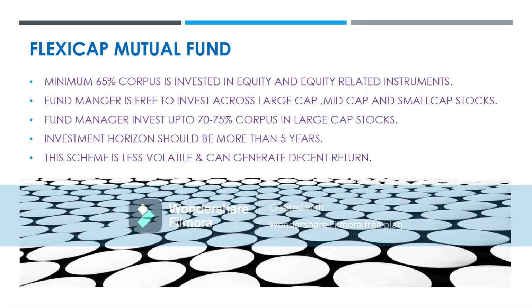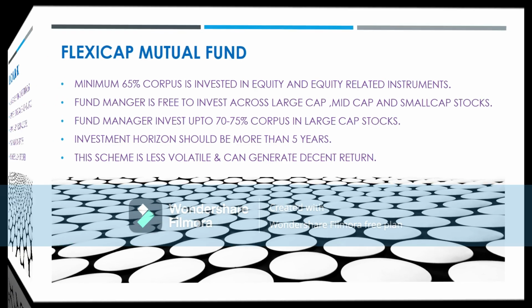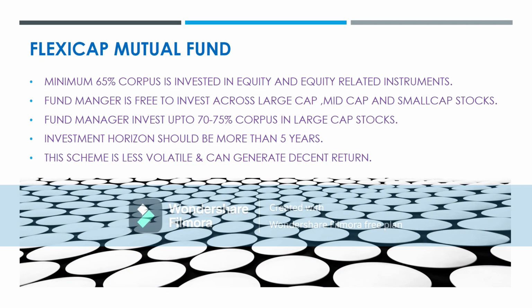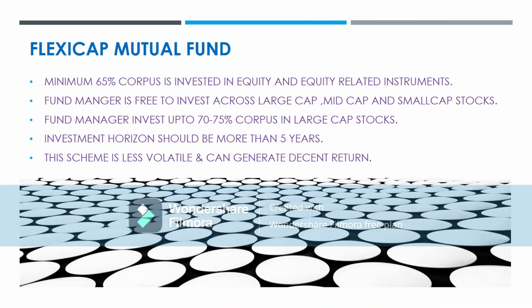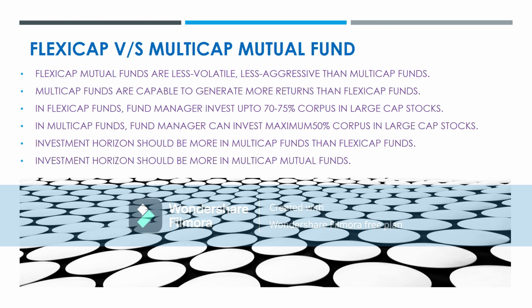And the next category is flexi cap mutual fund. In this category, number 1, 65% corpus is invested in equity and equity related instruments, and number 2, fund managers have the freedom to invest across large cap stocks, mid cap and small cap stocks. In this category of mutual fund, generally fund managers maintain their investment up to 70 to 75% in large cap stocks. That's why this category is less volatile and less aggressive than the multi-cap category.